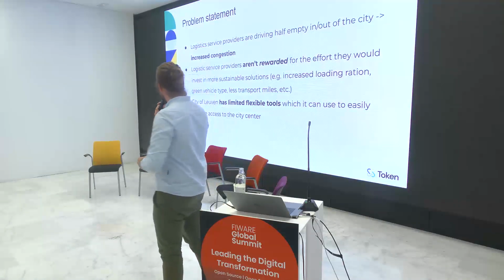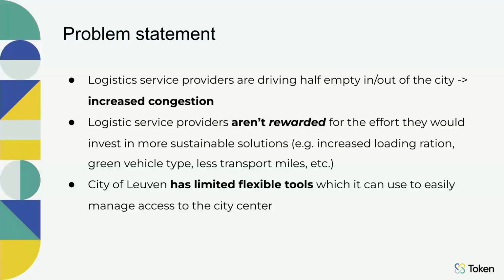What is the problem? First of all, logistic service providers are driving half empty in and out of the city to make sure that they get their goods delivered. But it increased congestion. Secondly, logistic service providers are not rewarded for the efforts they would do to invest in sustainable measures for their company. And today the city of Leuven has limited digital tools to manage this access. So it's quite bureaucratic with a lot of administration.